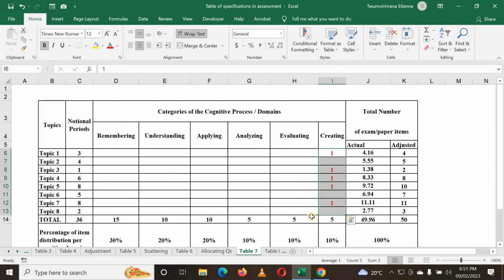Let me just go to the next table. Here I have 5. Now I'm done with creating. And most of the topics here have questions about creating. Because I have 5 and have now 8 topics, it is clear that every topic will not have a question about creating, because there might be 8 topics, and here I have to put only 5 questions. Now let me go to the next table.